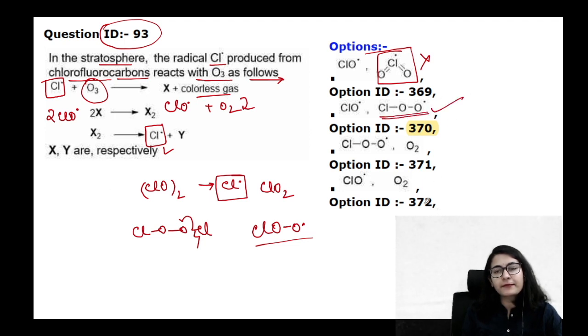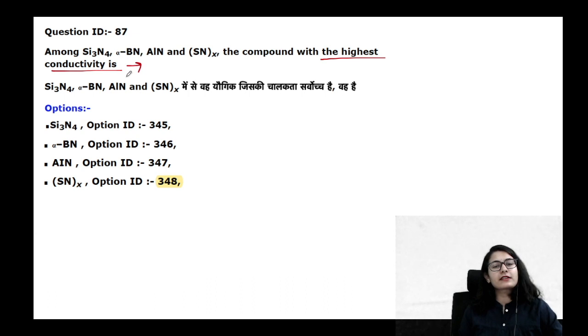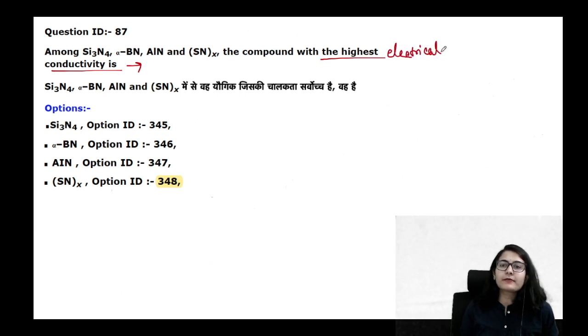This is correct. Alright. So yeah, simple question. X and Y respectively are. So X is this and Y is this. Moving onwards, among all of these, the compounds with the highest conductivity is. Now, in this question, which conductivity it is talking about? Most probably electrical conductivity.